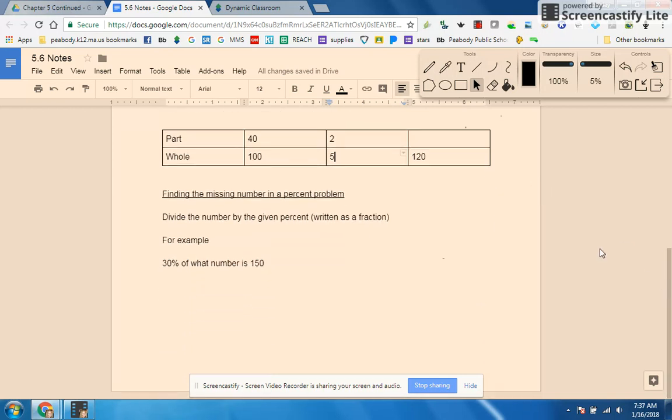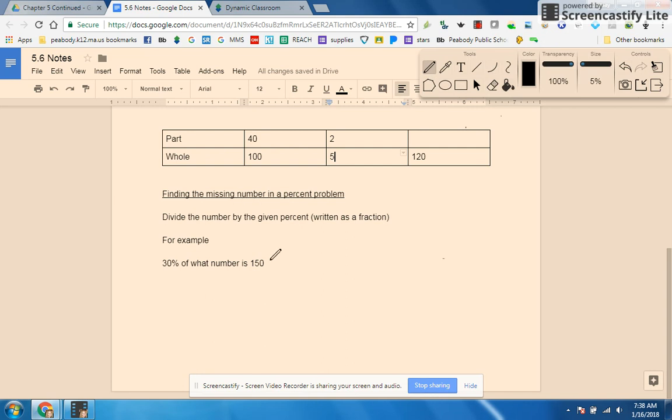Okay, here's the next part. This is the last part. It says find the missing number in a percent problem. So this is a little bit different. So instead of saying find 30% of 150, it's saying 30% of what number is 150. So it's basically asking us, if you're thinking of this in real world terms, what was the original price. So it's saying 30% of what number is 150. That means you're saving $150 off of something. So they want to know what was the original price.